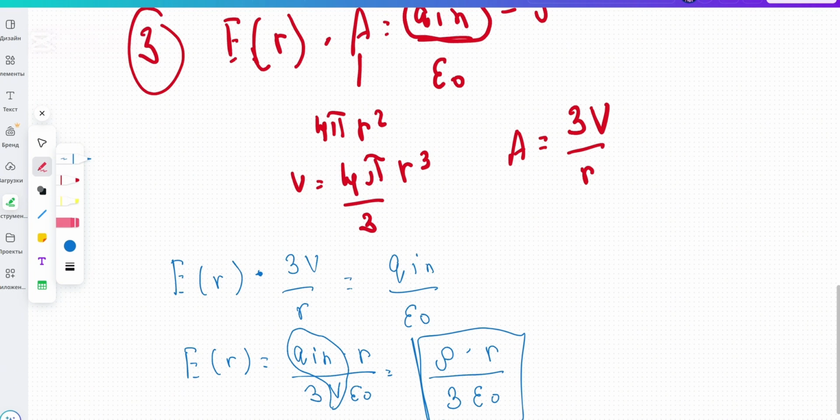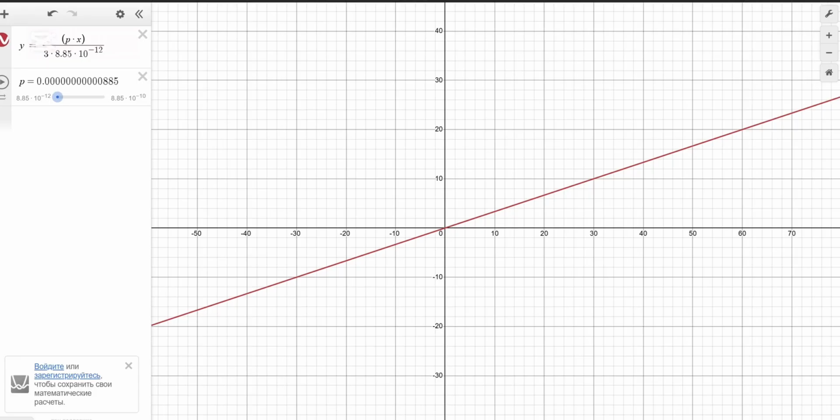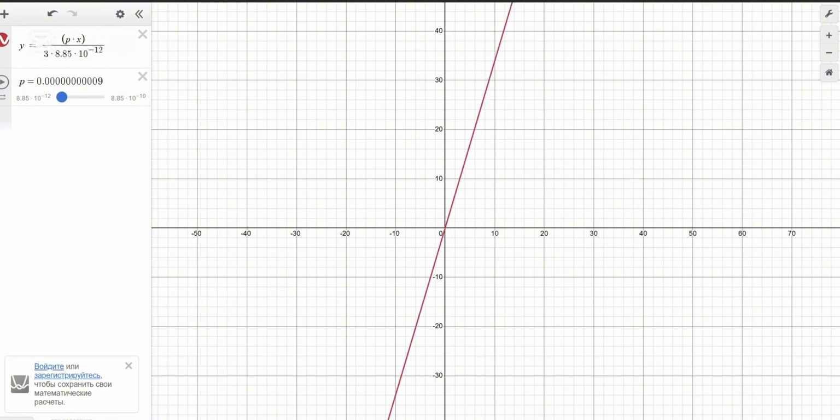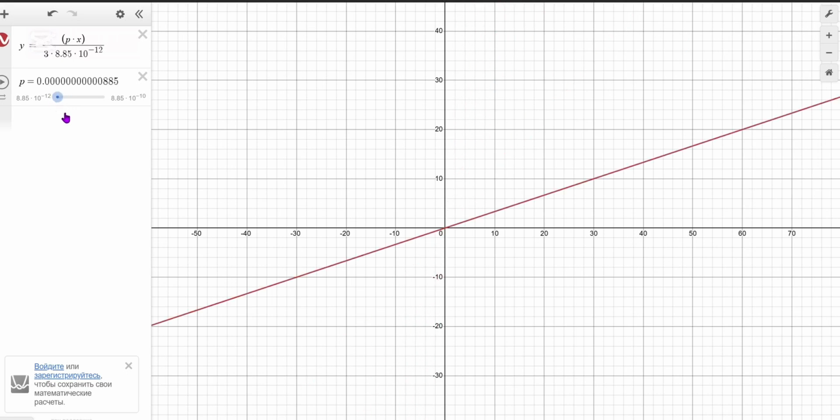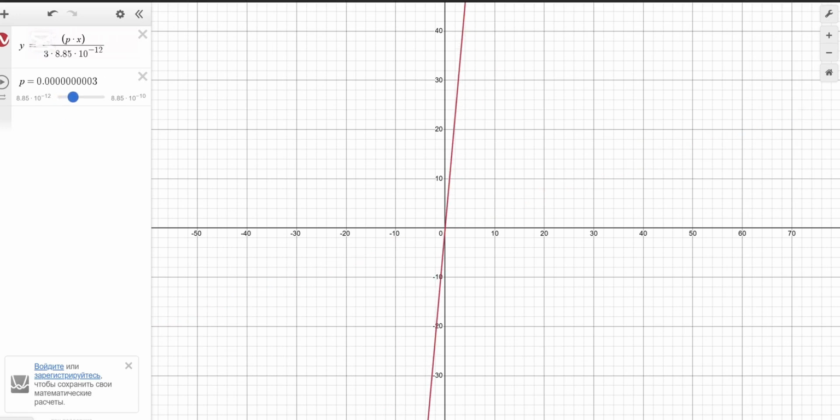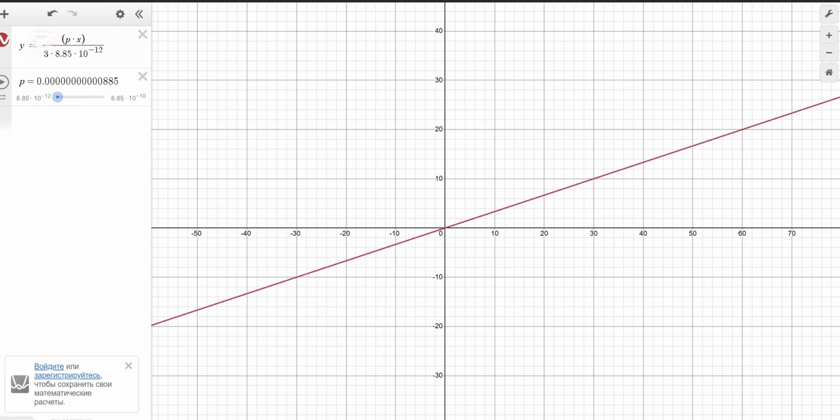I've also created a graph of that function. Here we can see the function. By changing the charge density, we can see how our function graph changes.